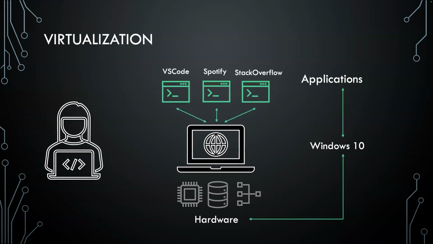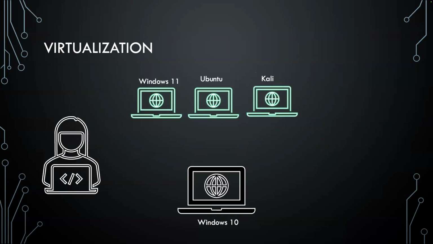Okay, so because you are a good developer, you have a few dozen tabs open, and half of them are Stack Overflow, right? You also have your IDE open, so maybe VS Code, and then you're playing music on Spotify, Lo-Fi Girl, whatever it is. And then between the applications that you're running and the hardware in your laptop, you have your operating system again. So let's say it's Windows 10. The operating system is going to allocate the resources to these applications.